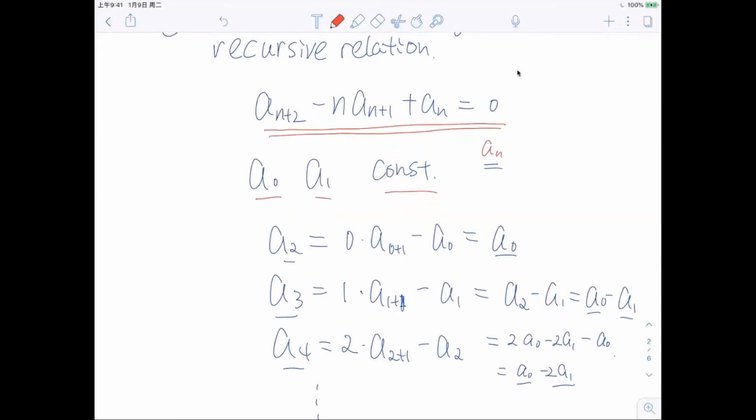For example, here we can assume a_0 and a_1 are independent constants, and then we try to calculate a_2, a_3, a_4, which take a form like this, and this respectively. And this is enough for us to have a big picture of what these coefficients look like. We don't need to write down the explicit formula for a_n all the time.